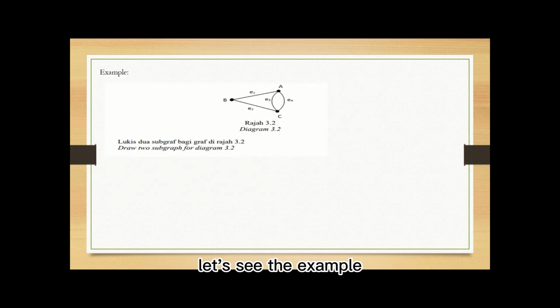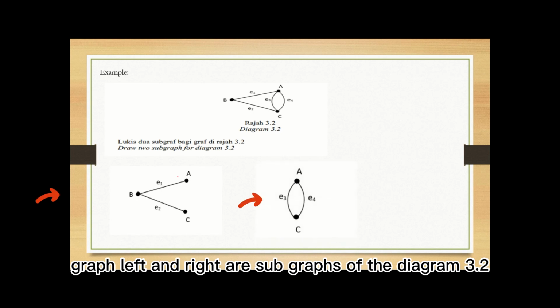Let's see the example. Draw two subgraphs for diagram 3.2. The left and right graphs are subgraphs of diagram 3.2.